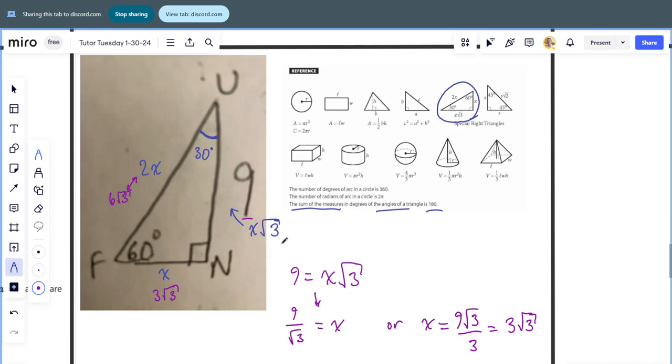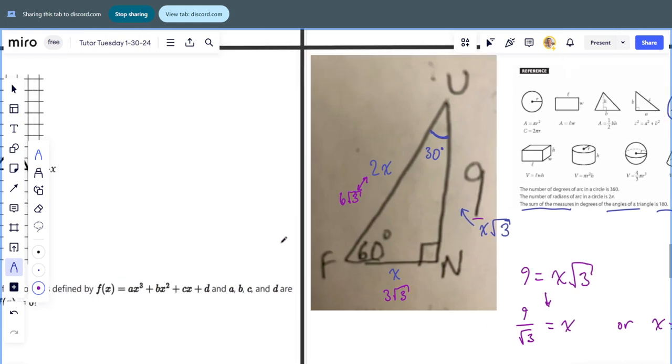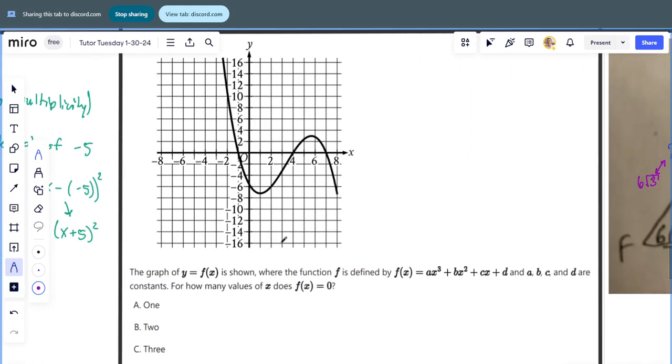Hey, Elon. Yeah, you don't multiply that root.